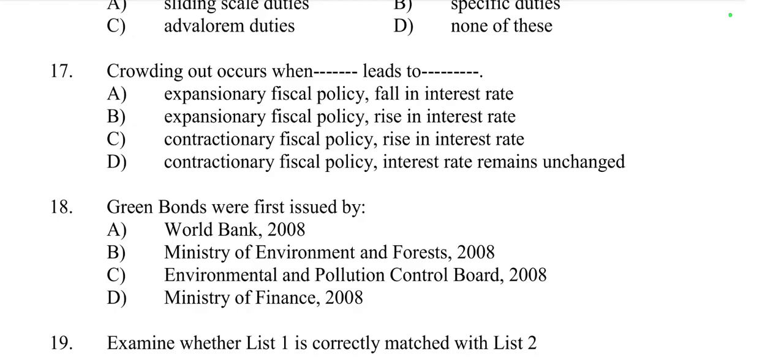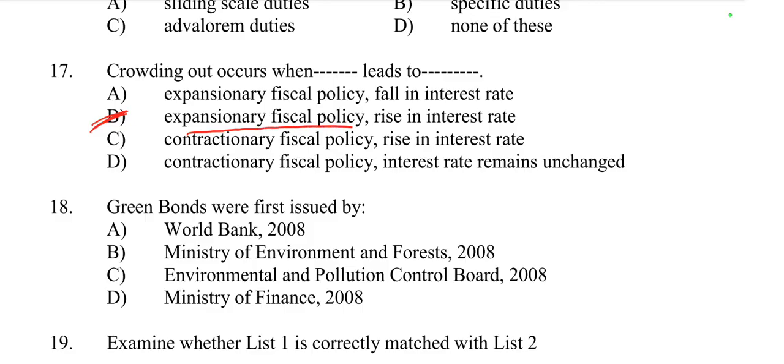So here, crowding out occurs when expansionary fiscal policy leads to a fall in interest rate, or expansionary fiscal policy leads to a rise in interest rate, or contractionary fiscal policy leads to a rise in interest rate, or contractionary fiscal policy leads to interest rate remaining unchanged. Here crowding out occurs when expansionary fiscal policy leads to a rise in interest rate. So option B is right here, because crowding out occurs when expansionary fiscal policy.